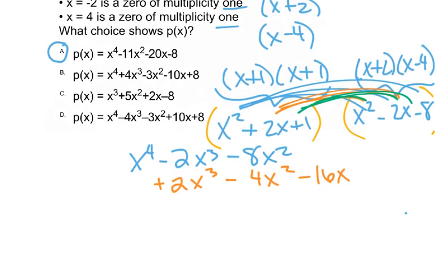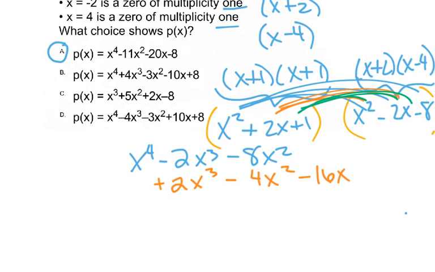And I'm running out of room, sorry. So minus, sorry, that should be a 2x squared. Hold on, I got distracted by my phone. I shouldn't have looked at it.